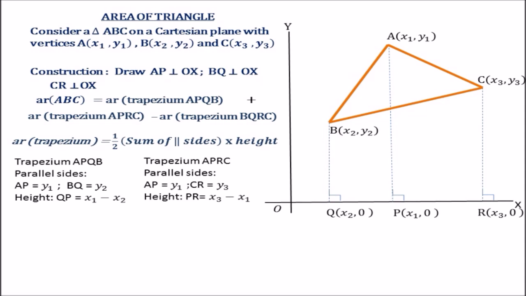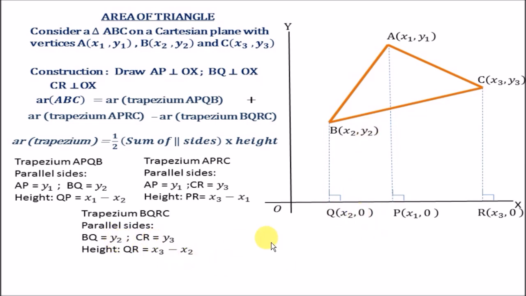Finally, for trapezium BQRC, the parallel sides are BQ and CR. The length of BQ will be y2 minus 0, the difference of y coordinates. y2 minus 0 will give us y2. And for CR, y3 minus 0 equals y3. The perpendicular distance here is QR.